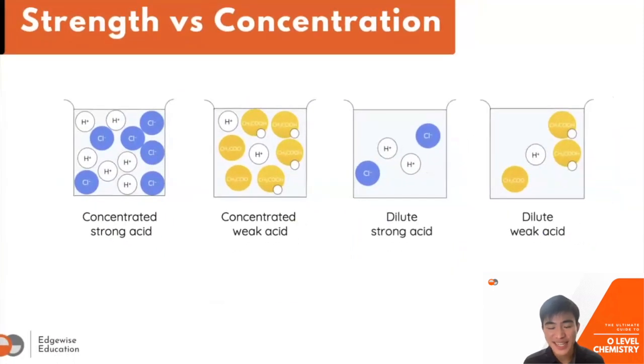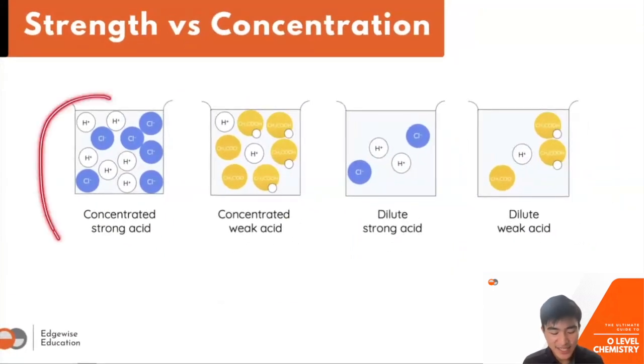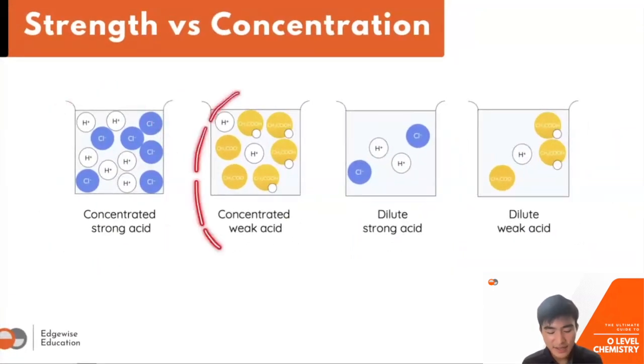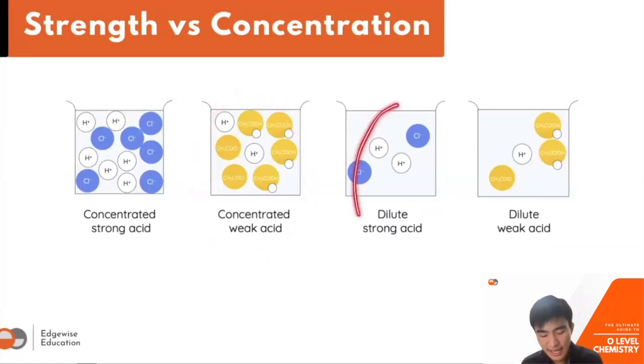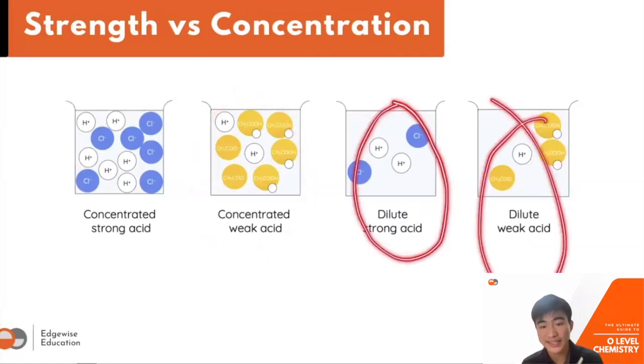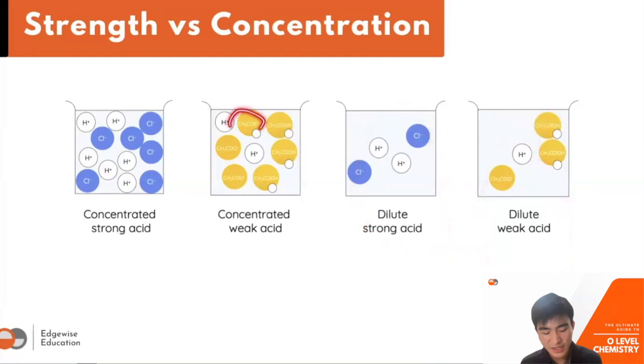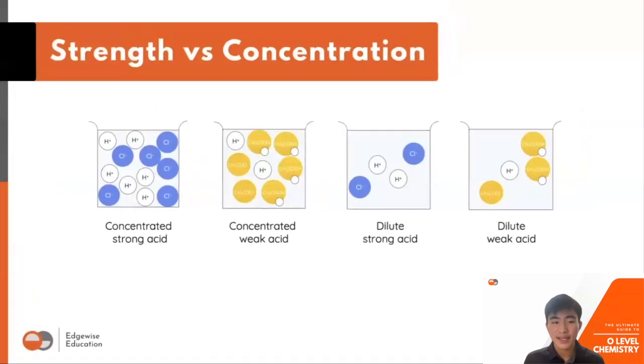So you all managed to get this right just now. This is a concentrated strong acid. This is a concentrated weak acid. This is a dilute strong acid, and this is a dilute weak acid. Remember, weak acid still exists as molecule. They haven't dissociated out. Not all dissociate out. Now we are going to move on.